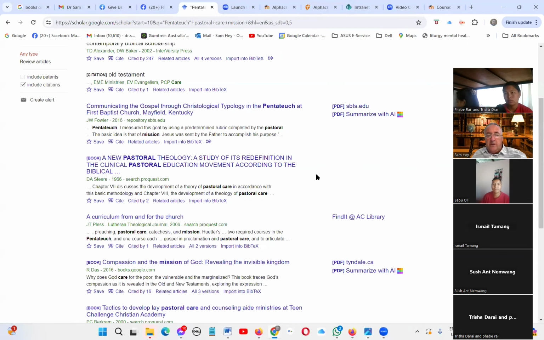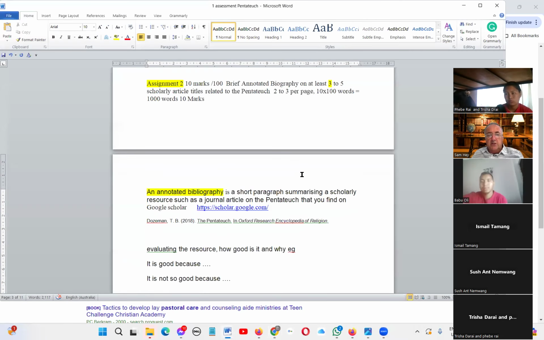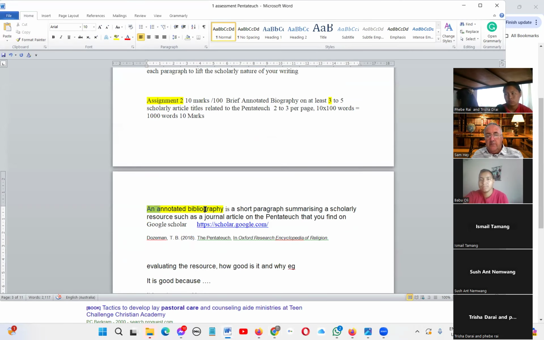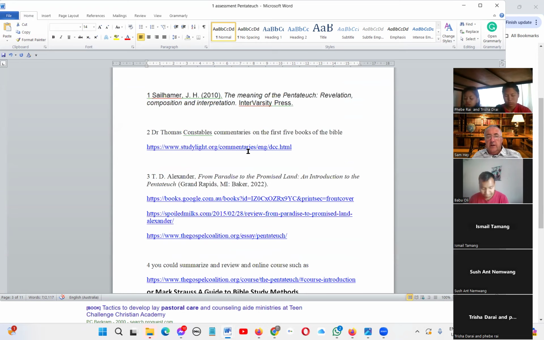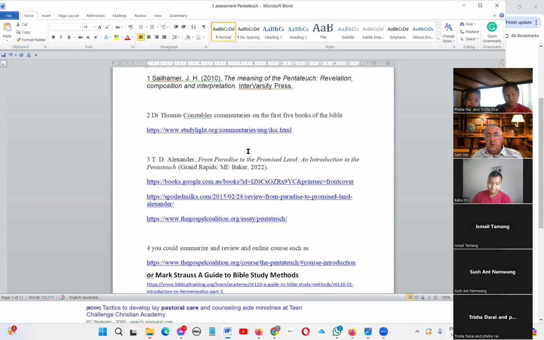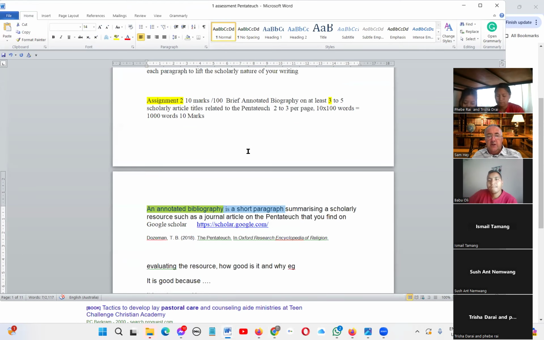You need 3 of those. So working with 3 of those resources, and this is called an annotated bibliography, where you write a short 1 paragraph, a third of a page there. So your first assignment is to choose 1 book and then another book. And I have emailed you copies of some examples of books you could choose for your first assignment.